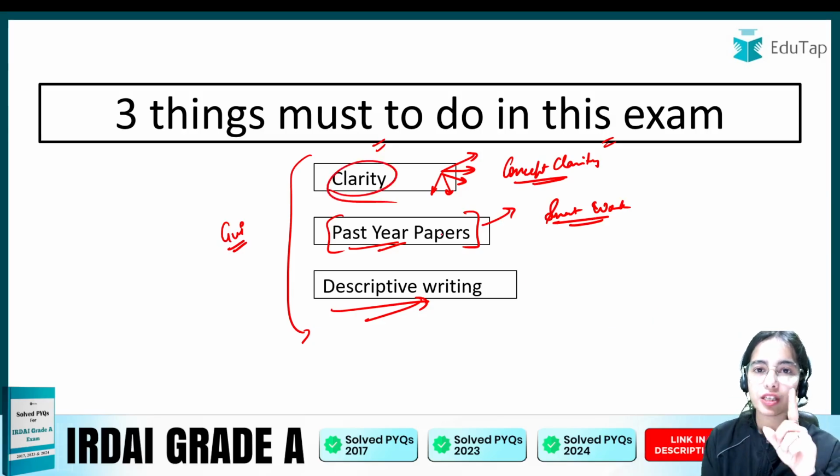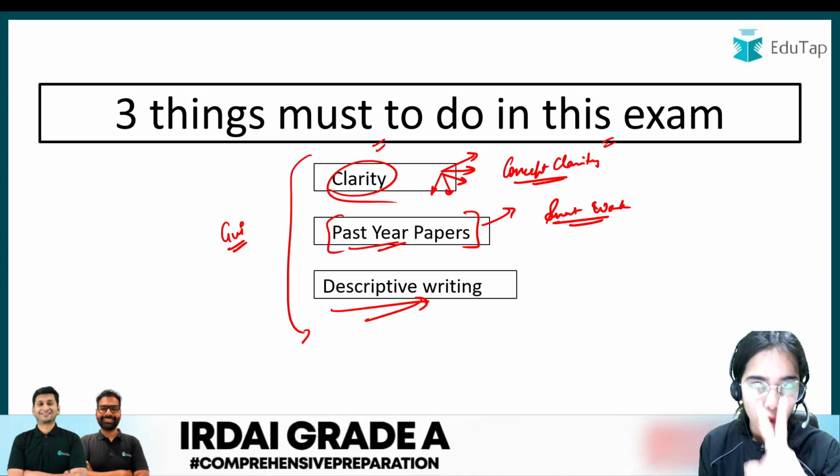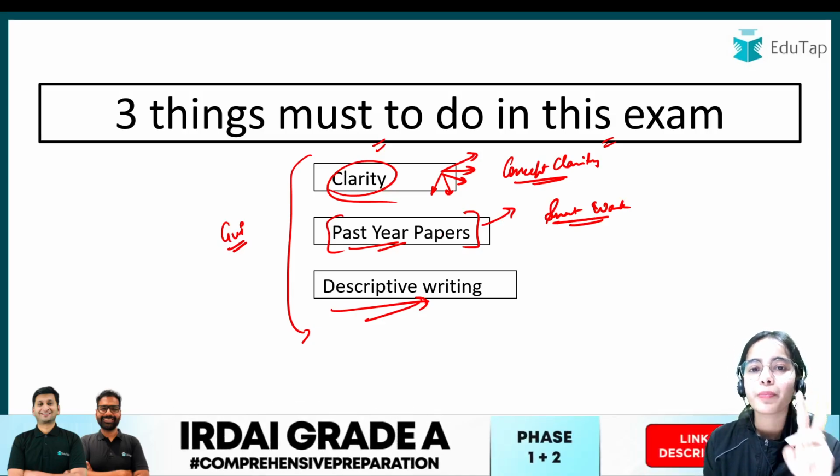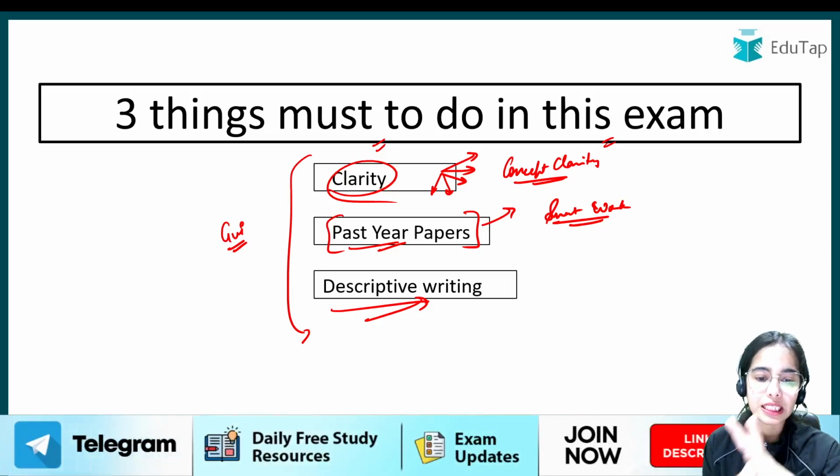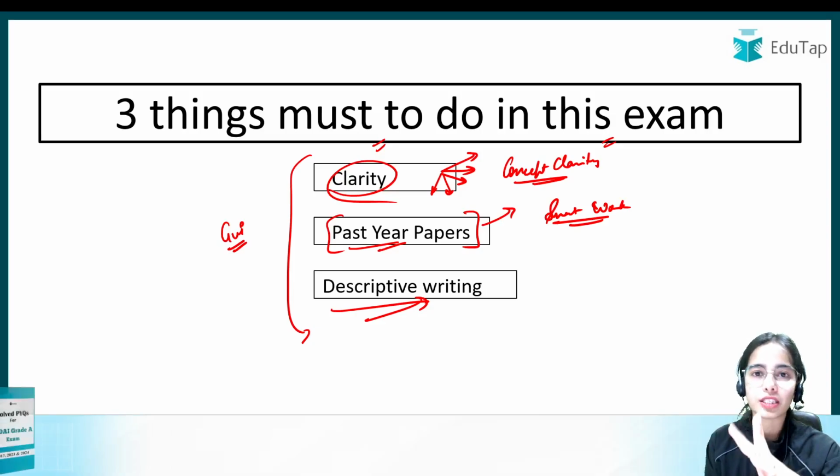So these are the three things you must do to clear this examination. First, have clarity of concepts in the components. Second, solve the past year papers and see what kind of questions come in the examination. Third, practice descriptive answer writing.